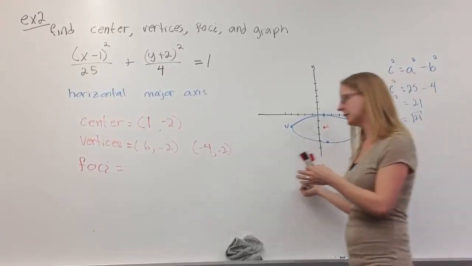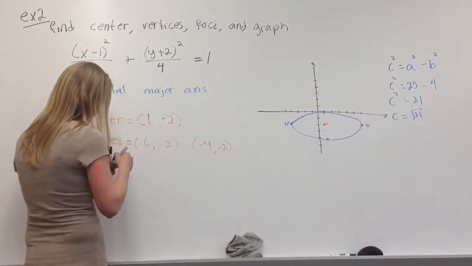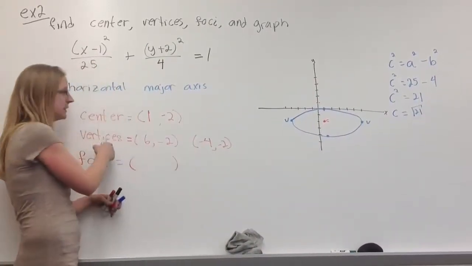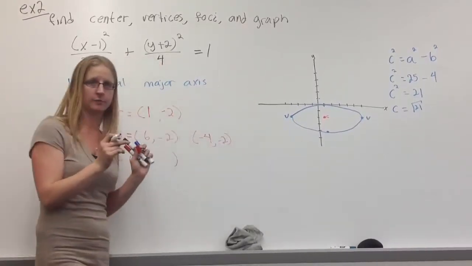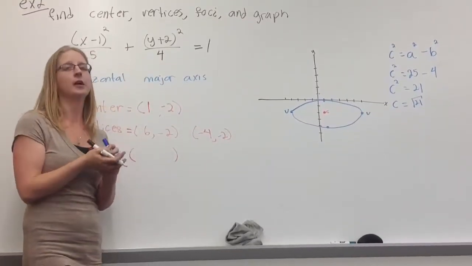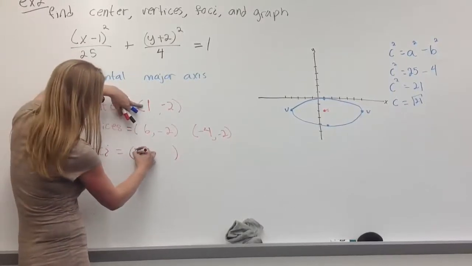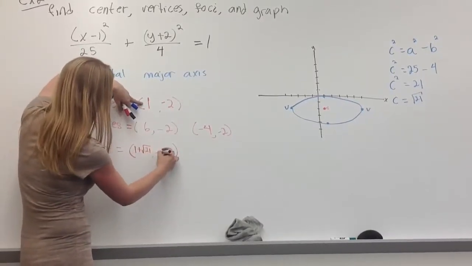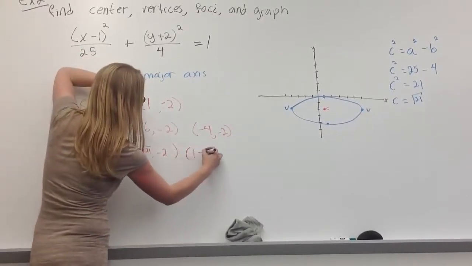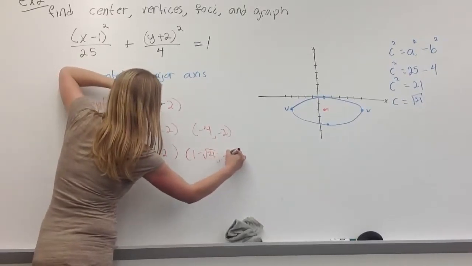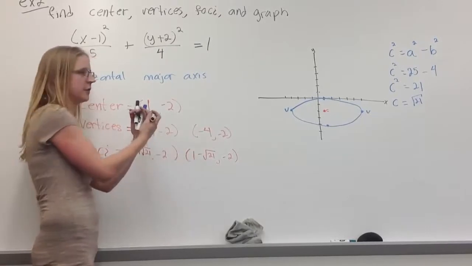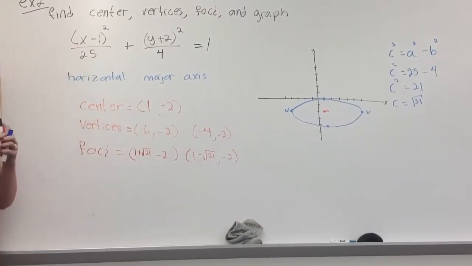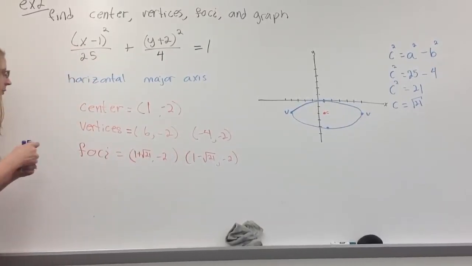Okay, so then to find your foci, not even for the vertices, just look at your picture. It's longer in the x direction, right? So it's the x value that's going to change. So you do 1 plus root 21, the y value stays the same. 1 minus root 21, the y value stays the same. You still start at your center. The x value changed because it's longer in the x direction. Or you could have copied down that formula and that would have been fine too.